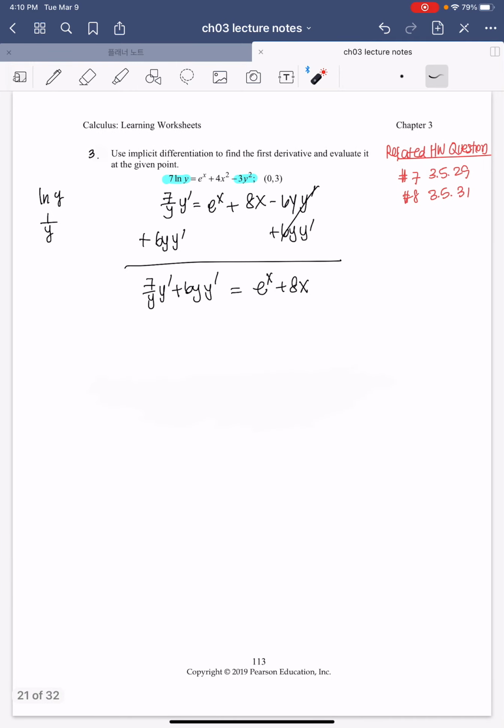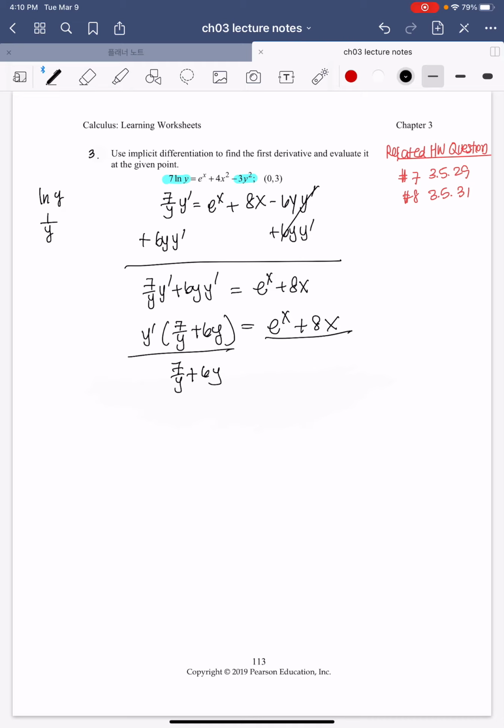So factor out y prime since they both have a y prime term. Then I'm going to have 7 over y plus 6y, times y prime, equals e to the x plus 8x. And then divide by 7 over y plus 6y on both sides. So I have y prime equal to e to the x plus 8x over 7 over y plus 6y. And that's it for the derivative part.